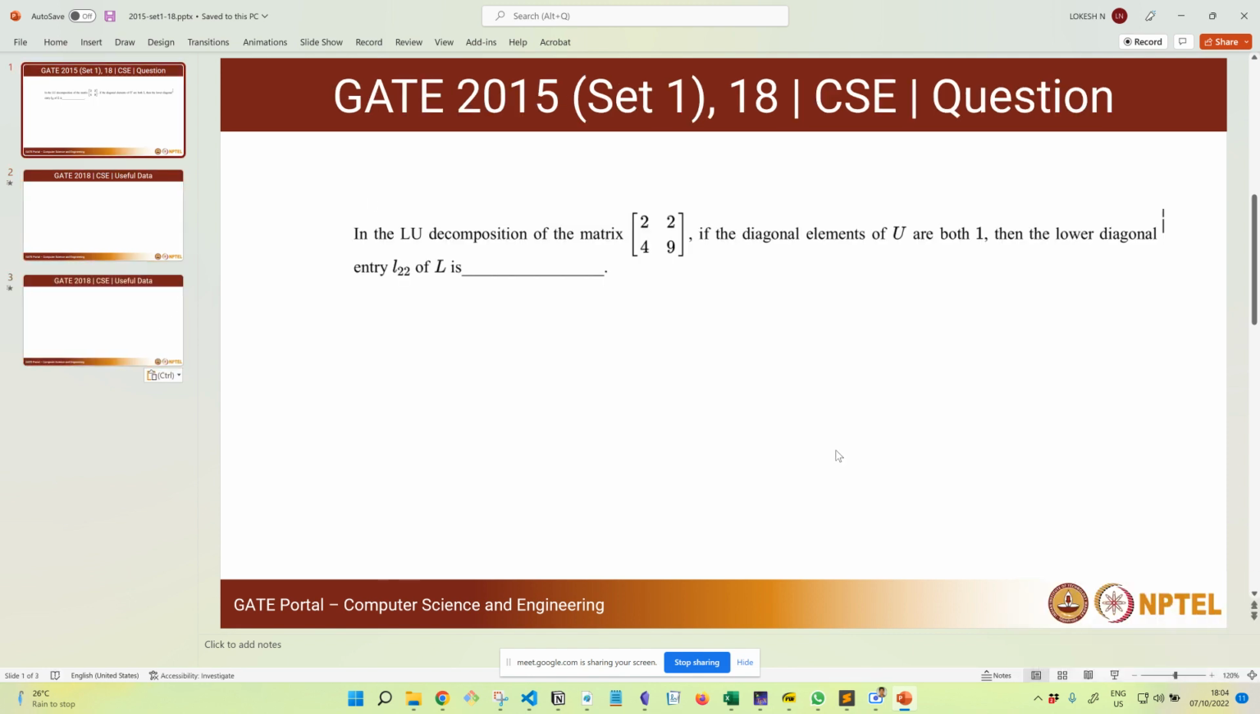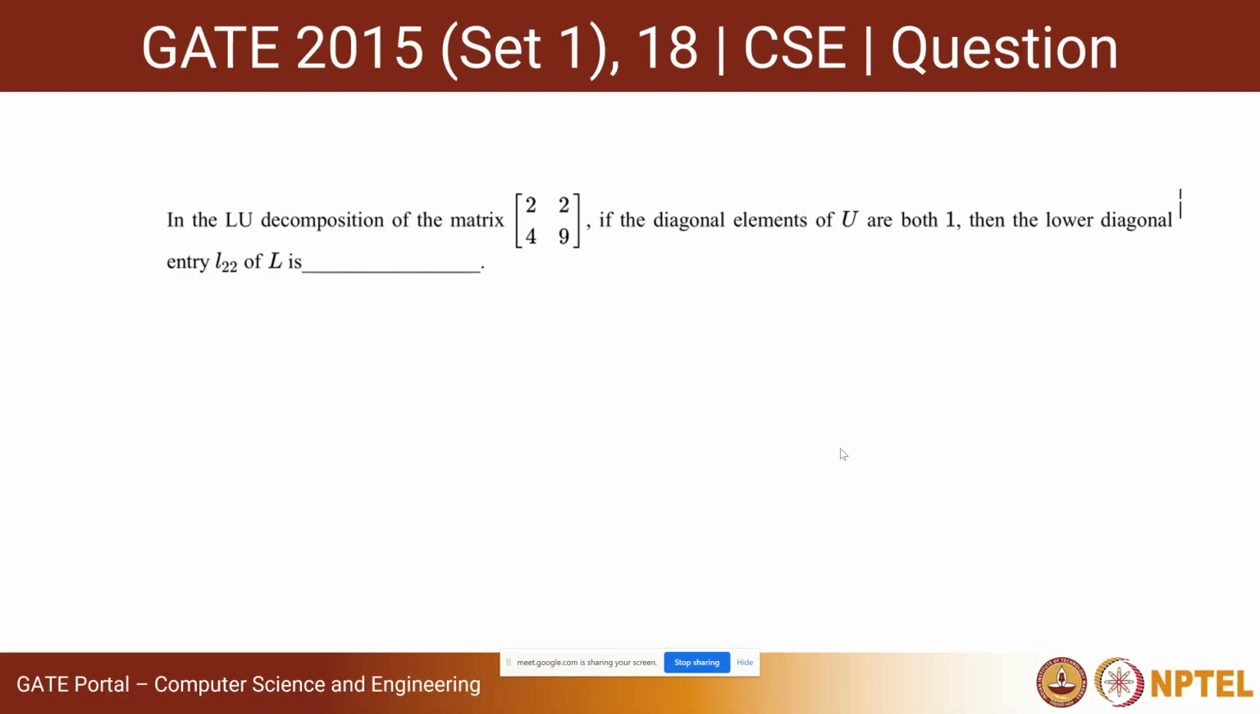Now, to make the class interactive, can you tell me the steps? So the precursor to LU decomposition is finding row reduced echelon form. I think that you must be already familiar with, right? So now let's assume this to be the matrix A.